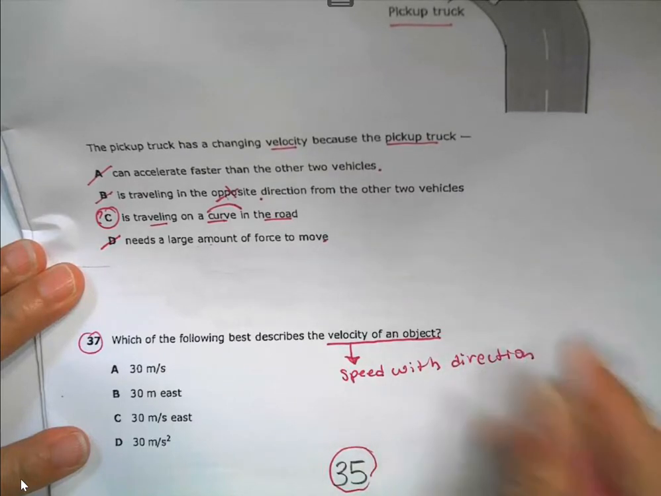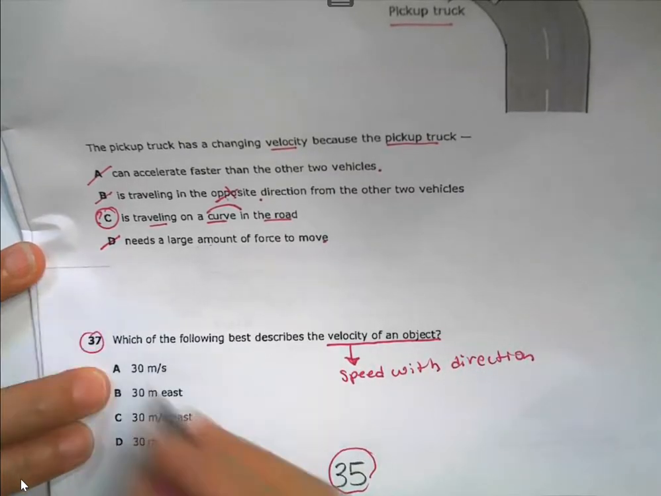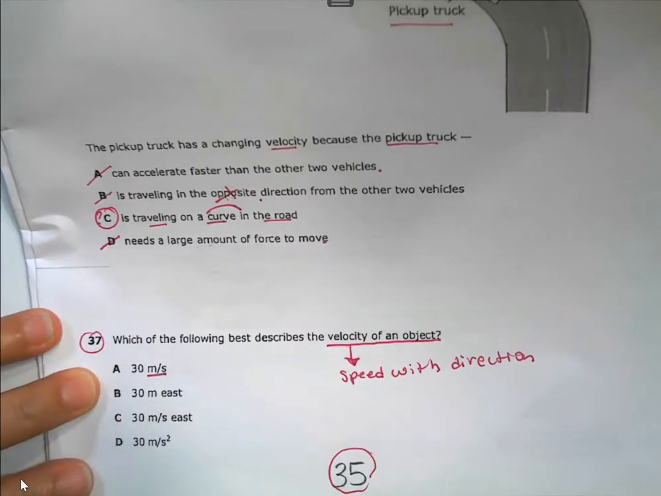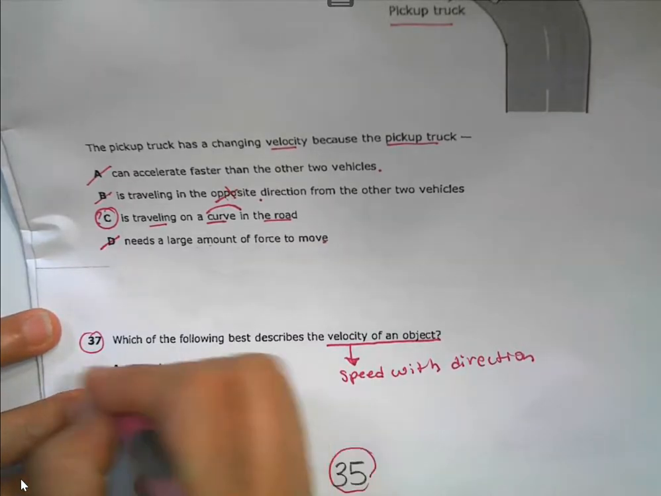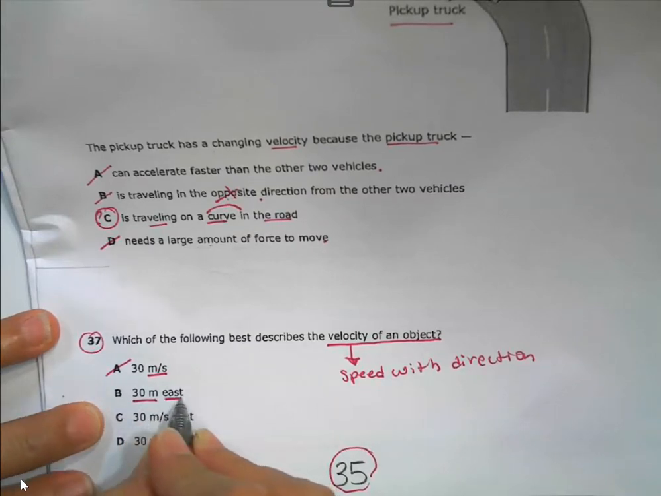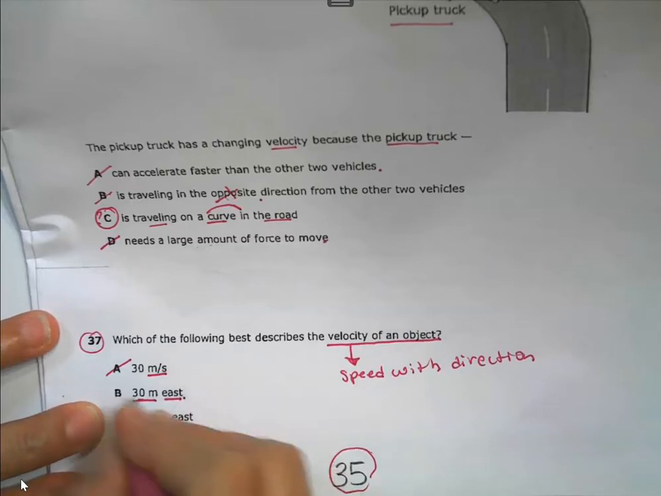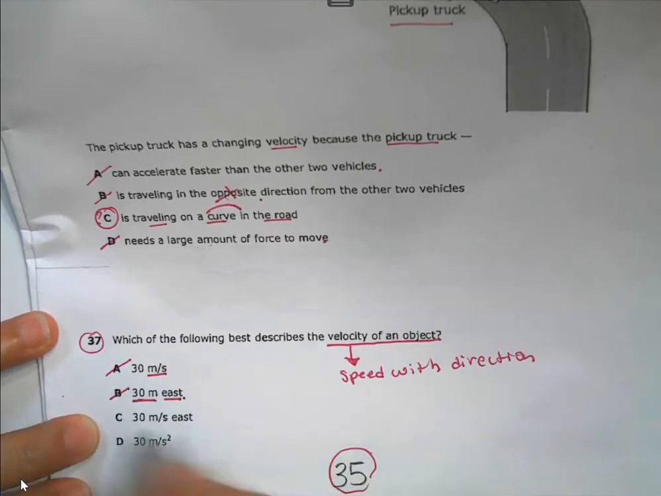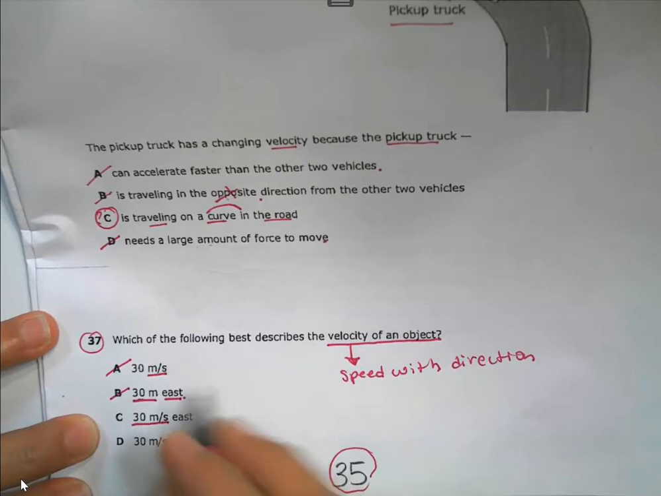So we need the speed and we need the direction. 30 miles per second. It's giving me speed. There's no direction. 30 meters east is telling me distance and direction. No, I don't want distance. I want speed. 30 meters per second. I like that. This is the speed. And this is east, the direction.